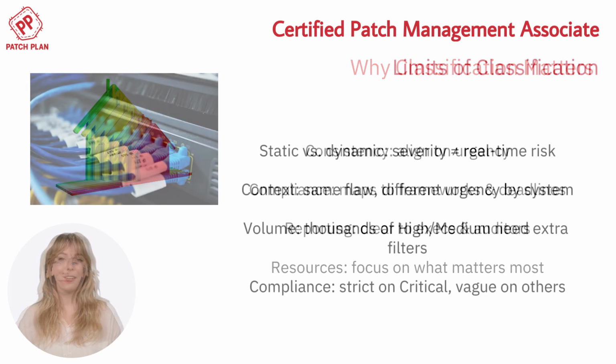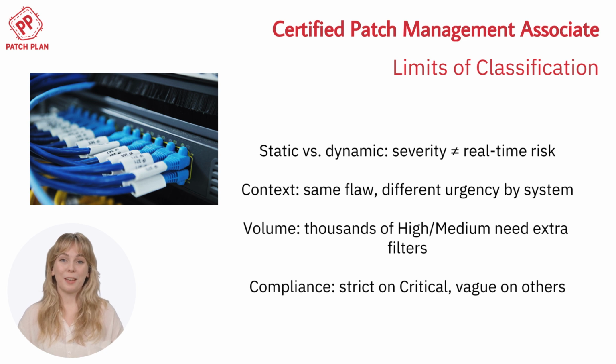While severity classifications are useful, they're not perfect. In practice, severity doesn't always equal risk, and categories can create a false sense of security if used as the only factor for prioritization. Classifications are typically static, based on theoretical severity rather than real-time intelligence. A medium flaw may jump to top priority if proof of concept code is released, while a critical flaw may be irrelevant if it only affects unused software.